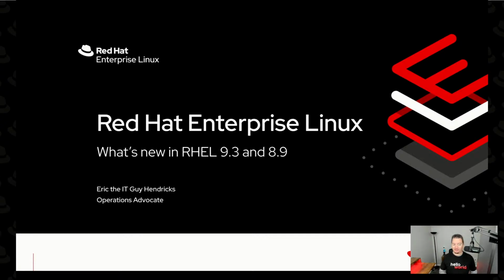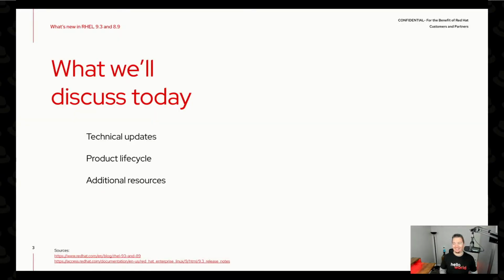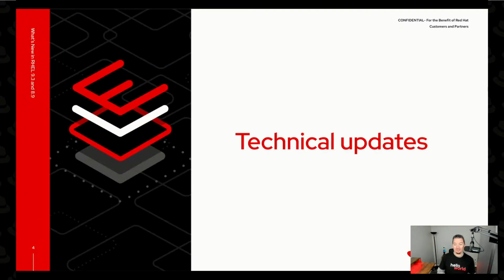So we are talking about RHEL 9.3 and 8.9. I'm, of course, Eric, the IT Guy Hendricks. So I kind of went out of order, but that's what happens when I present. So today we're going to talk about the technical updates. So if you're a systems administrator, or developer, or engineer of any sort, you'll get the meat right up front. We'll talk a little bit about the product lifecycle and some things to expect, especially coming up in 2024, and some additional resources that you can tune into. But if you're a regular here on the RHEL YouTube channel, you'll already be familiar with a lot of the platforms and programs that we offer. So let's get into it.